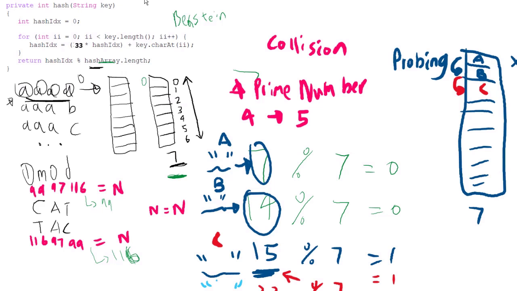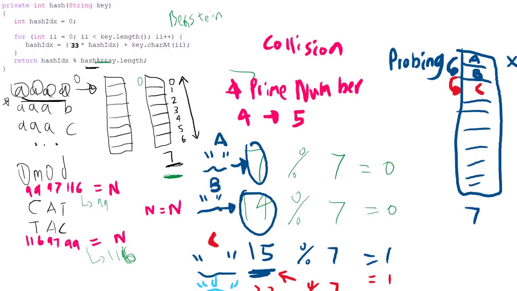Let's call this string D. So this is the problem. When we want to insert a new value, if it's occupied already, then we need to keep probing. So what happens if we calculate 21? Let's say we have another string. This time we calculated 21.